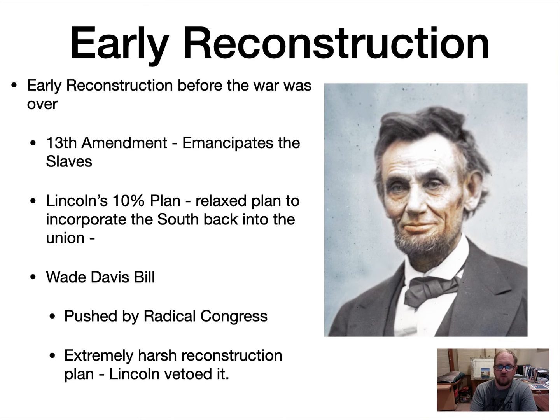In Congress, though, before the war is over, they do pass the Wade-Davis bill. It'll be pushed by the radical Congress, an extremely harsh Reconstruction plan, pretty much very punitive and punishing the South. Again, it does pass Congress, but Lincoln vetoes it.